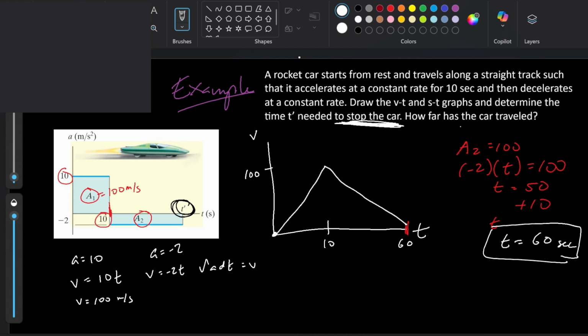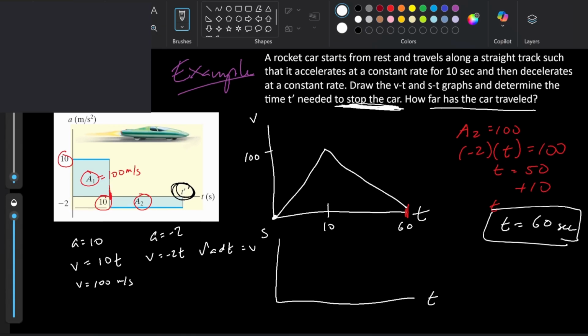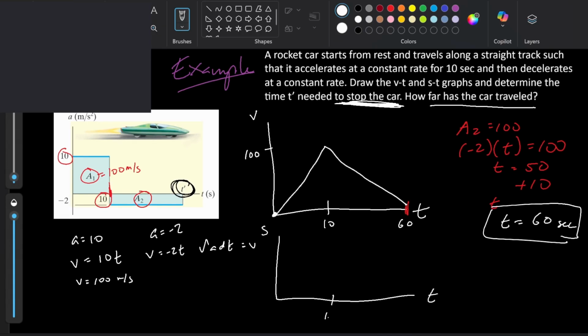And then we also need our s-t graph and finding out how far the car has traveled. So again, we're going to go through our same process, although now we know our time intervals. We know 10 seconds from 0 to 10 and from 10 to 60 are our 2 time intervals. And again, we're just taking integrations. We're just finding those areas under the curve.